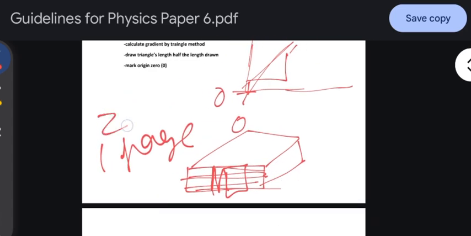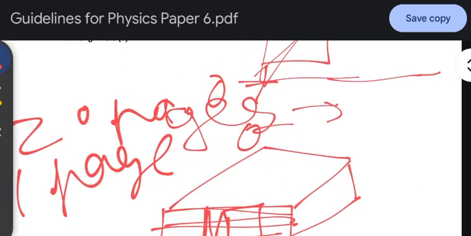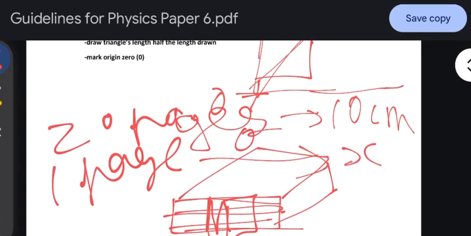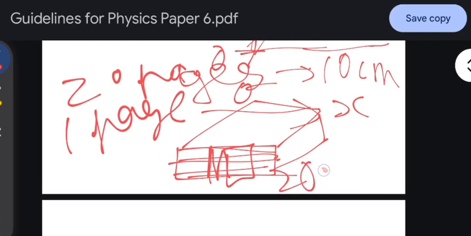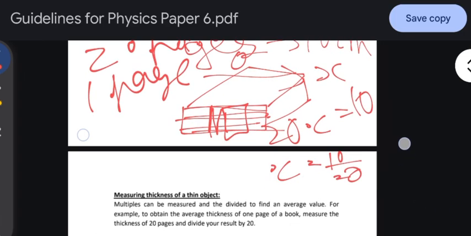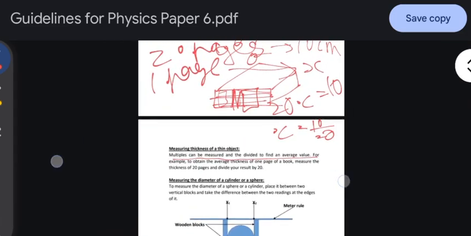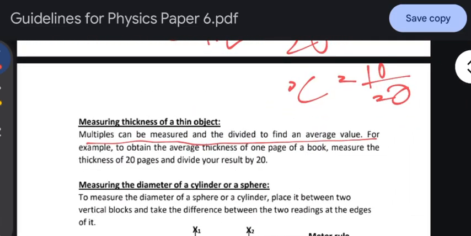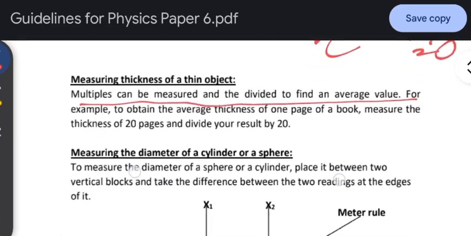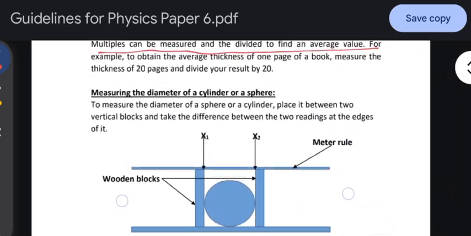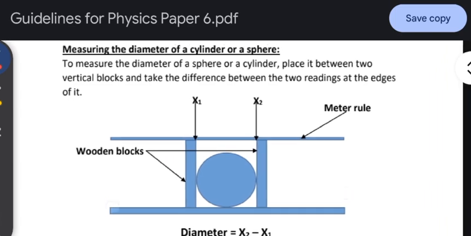If you measure the thickness of 20 pages and you get it as, say, 10 centimeters, what will be the thickness of one page? You can use this proportionality method. So 20x is equal to 10, x is equal to 10 over 20. So you get the thickness of one page. This is what they're trying to tell: multiples can be measured and divided to find an average value. You can repeat this method several times, measuring 20 pages again and again and dividing, so you can get an average value. For example, to obtain the average thickness of one page of a book, measure the thickness of 20 pages and then divide your result by 20.